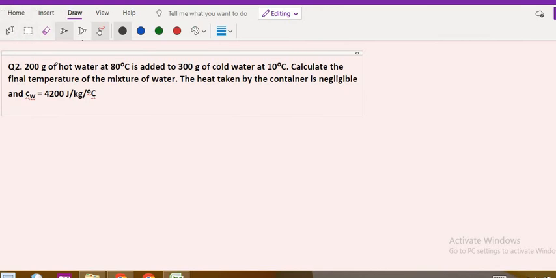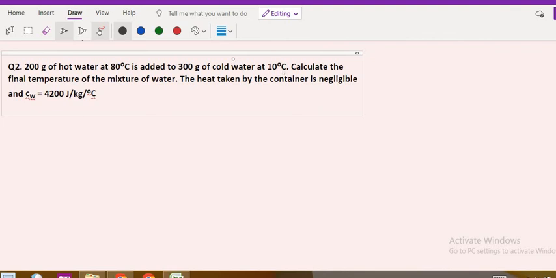It is saying that 200 gram of hot water at 80 degrees Celsius is added to 300 gram of cold water at 10 degrees Celsius. Calculate the final temperature of the mixture of water. It is given that the heat taken by the container is negligible and the specific heat capacity of water is 4200 joule per kilogram per degree Celsius. Now pause the video and think which water would be losing the heat and which water would be gaining the heat. The water at 80 degrees Celsius would be losing the heat, and the cold water at 10 degrees Celsius would be gaining the heat.